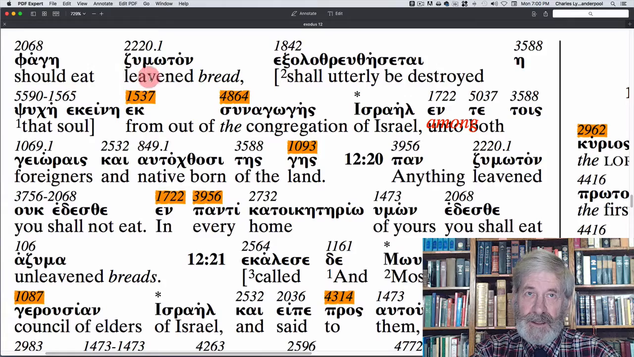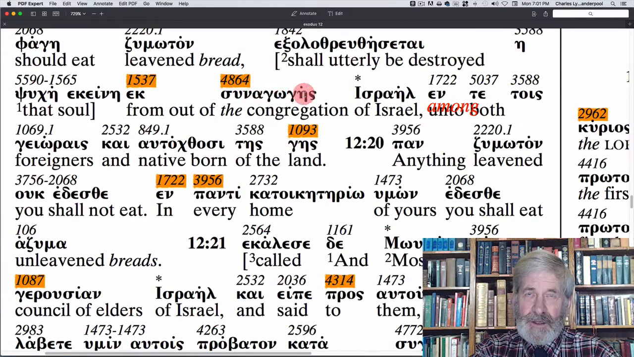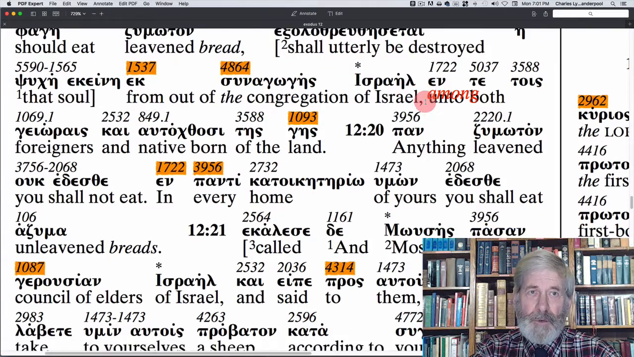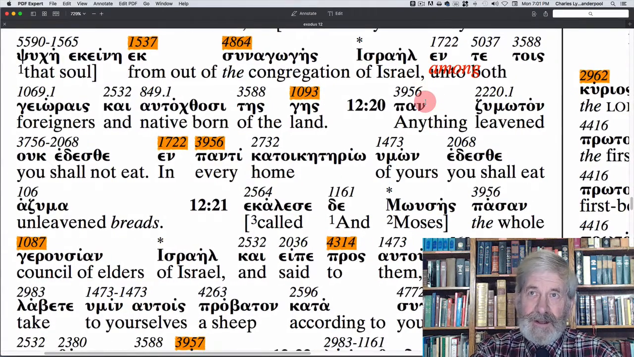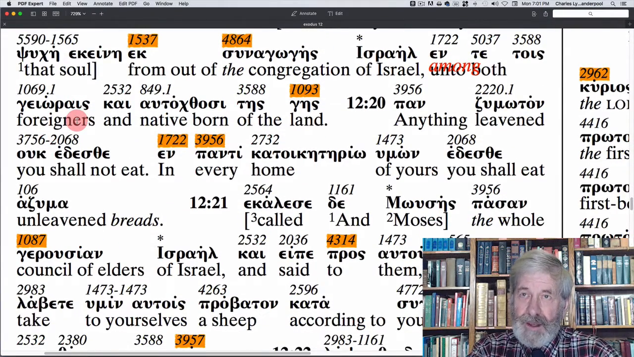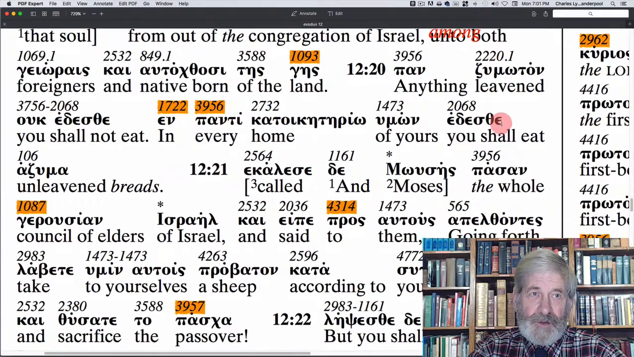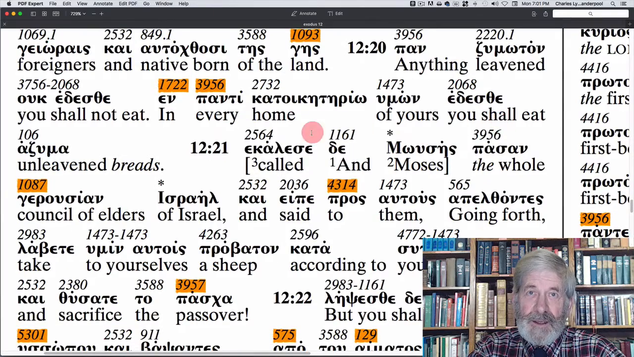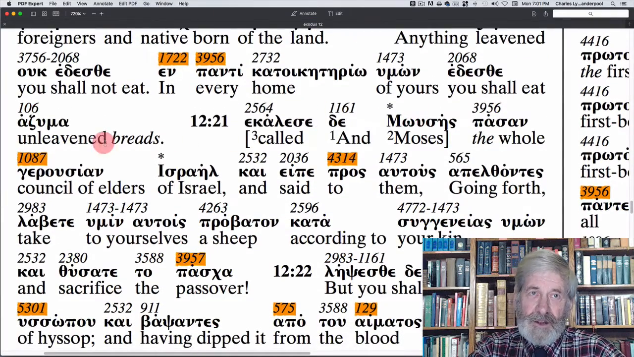Whosoever should eat leavened bread, that soul shall be utterly destroyed from out of the synagogue of Israel, among both foreigners and native born of the land. That's a foreigner that has become a Jew. That soul is to die. Or, well, utterly destroyed. It doesn't really say how that's going to be. I doubt if they killed anybody, but they probably sent them out and said, you're not a part of us anymore. Anything leavened with yeast, you shall not eat. In every home of yours you shall eat unleavened breads.